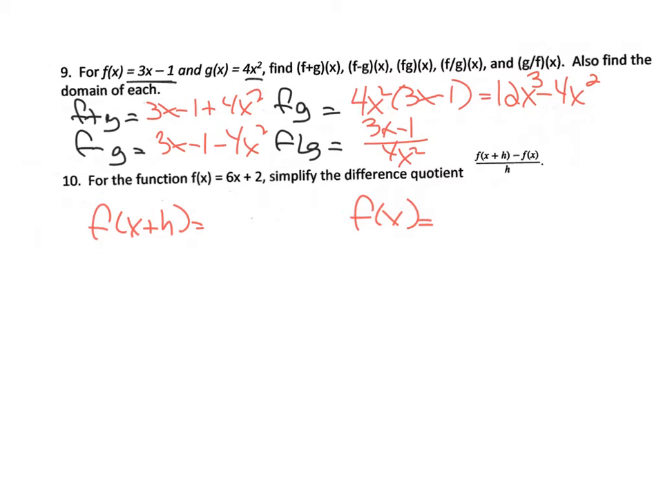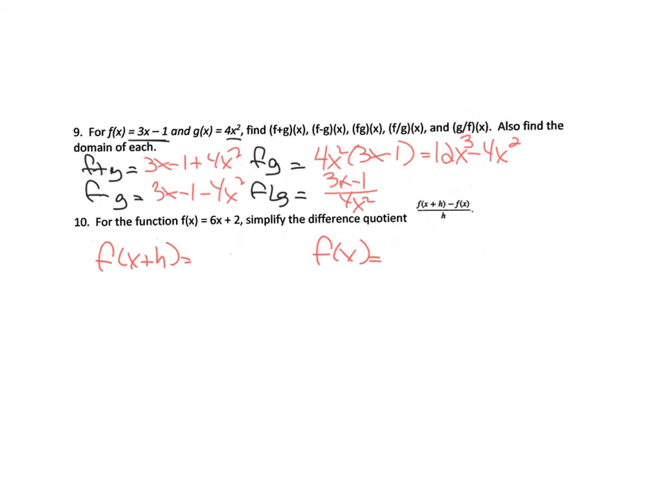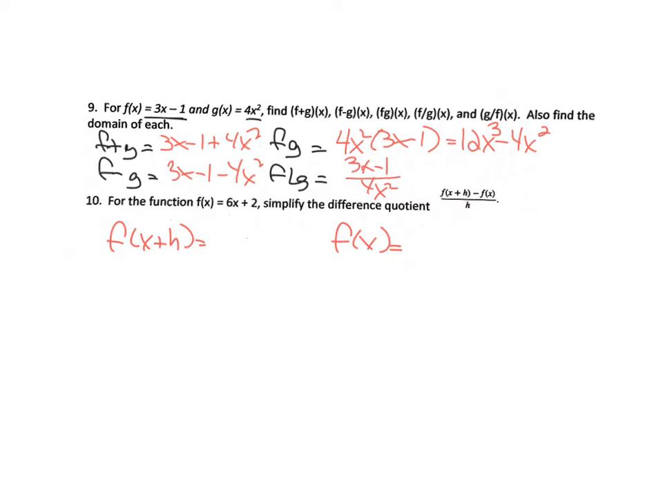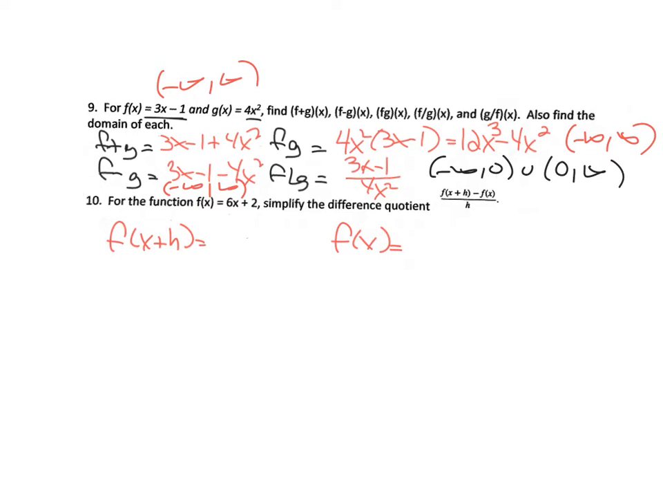Now, got to give domain. The domain of the first three parts, f plus g, f minus g, and f times g, would be negative infinity to positive infinity, all real numbers. That works for the first three. You might have to write that three times. The reason it doesn't work for the last one is because I now have a fraction, and I can't have 0 in my denominator. So I'm going to go negative infinity to 0, and also 0 to infinity. So everything except 0 works in that f divided by g.